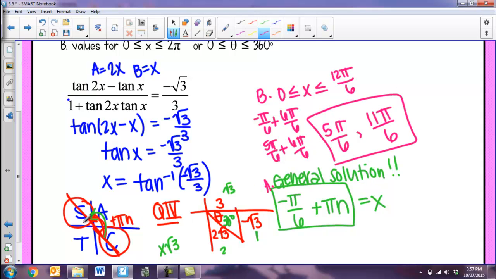Okay, and if you notice, those are in the correct quadrants. This one is in quadrant 2, 5 pi over 6, and 11 pi over 6 is in quadrant 4. Okay, so we're going to practice more of this tomorrow, and I will see you then.